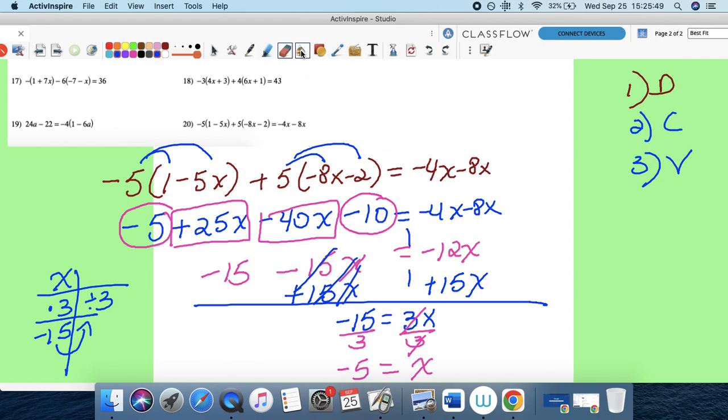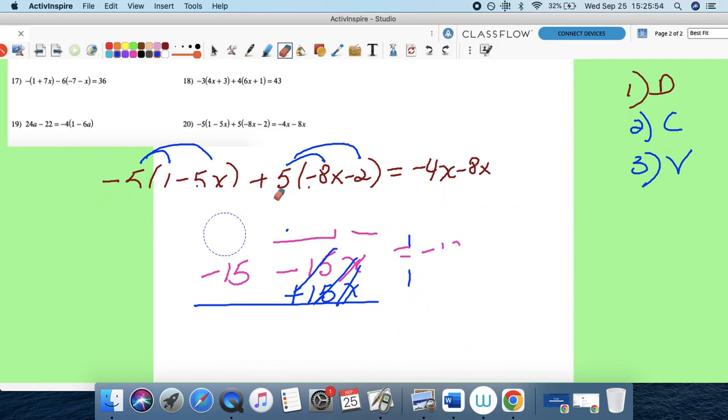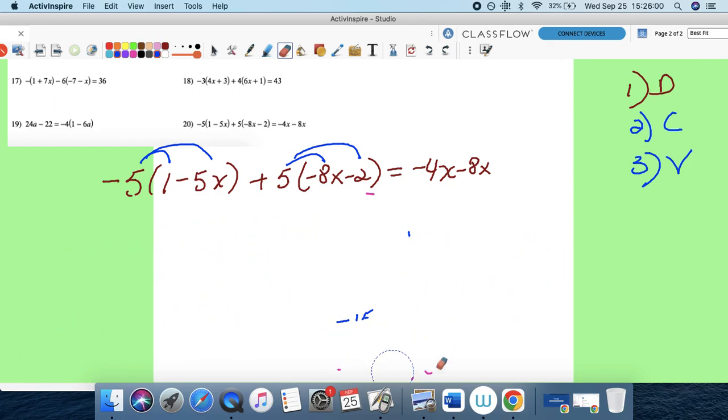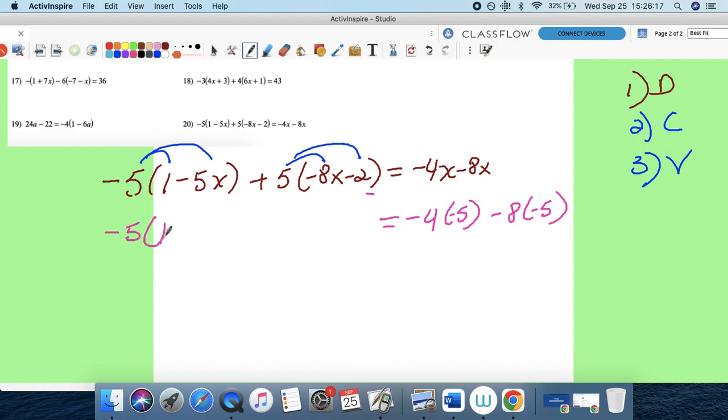So we gotta just make sure that it's actually true. So that's the solve part. Let's do the check part. So everywhere you see an x on the original equation, I want you to replace it with negative 5. I'll do that. I know it's painful, but you gotta do it. So let's start on the left side. So negative 4 times negative 5, right? I'm replacing that x with negative 5 minus 8 times negative 5. Negative 5, 1 minus 5 times negative 5, close parentheses, plus 5 times negative 8 times negative 5, minus 2, close parentheses.